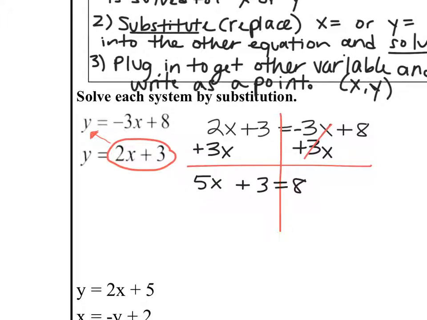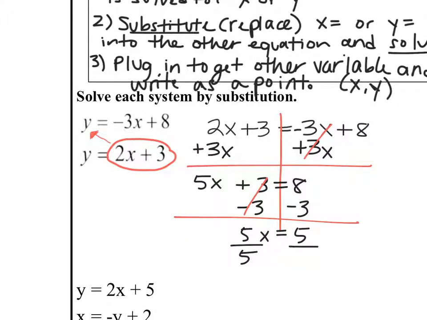Xavier, what do I do next? Okay. Subtract it because it's adding. So it goes away. 5x equals 5. Divide by 5. And x is equal to 1, right? Okay, I'm going to circle it, but I'm not going to box it because it's not the final answer.